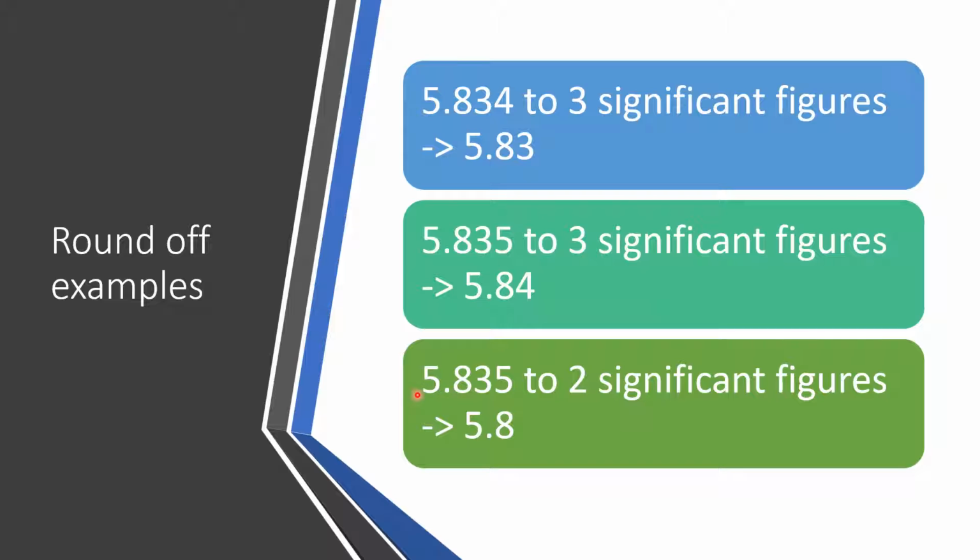Same thing here: rounding 5.835 to two significant figures, we're going to keep the 5 and the 8. We're going to get rid of the 3. Because the 3 is between 0 and 4, we're going to round down to 5.8.